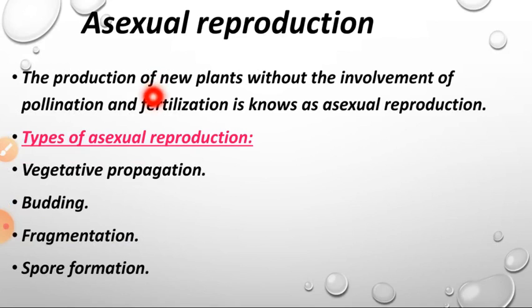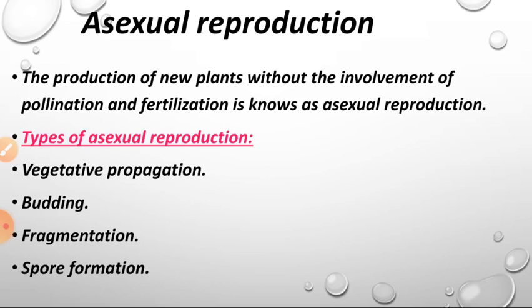The production of new plants without the involvement of pollination and fertilization is known as asexual reproduction. So sexual reproduction means the pollination process and fertilization process take place. Asexual reproduction means the pollination and fertilization processes will not take place. Here also they reproduce, but without the involvement of seeds.